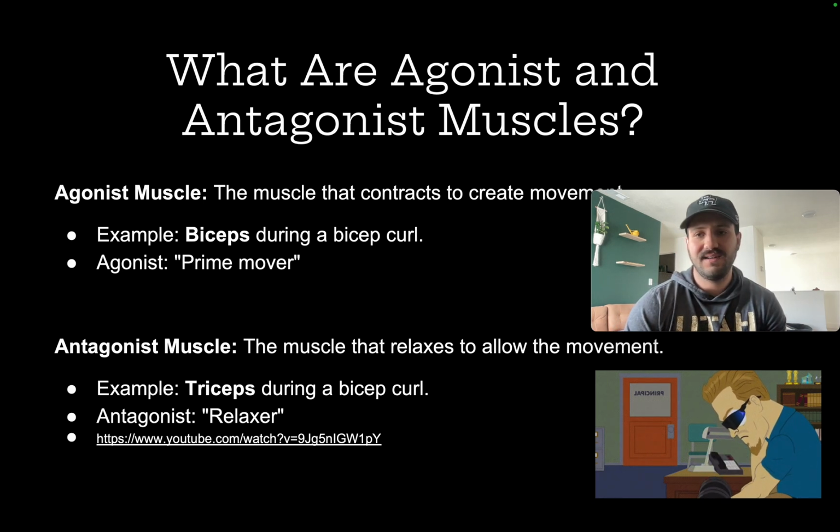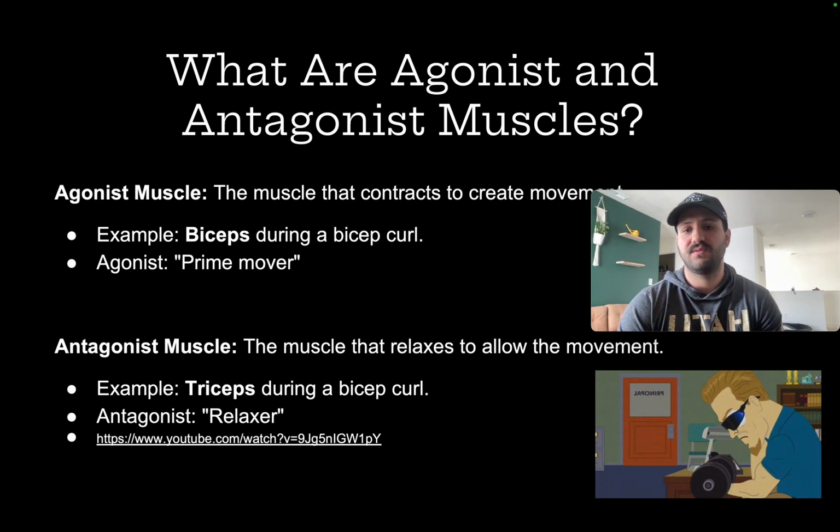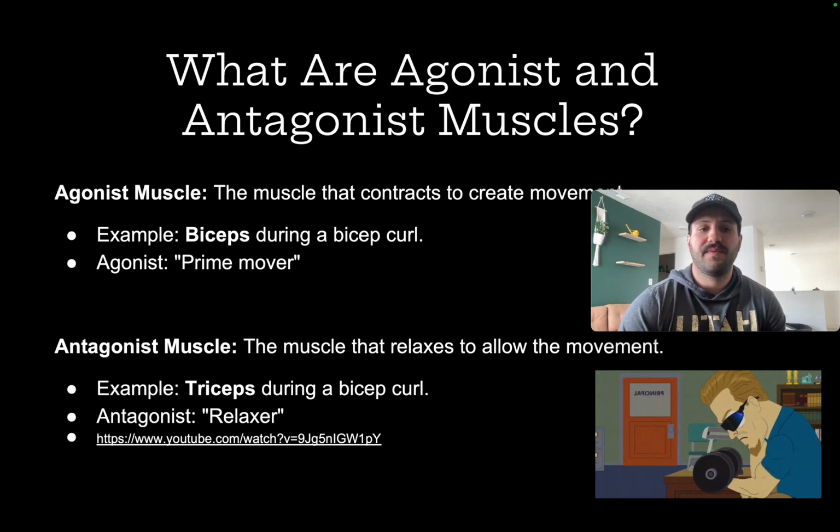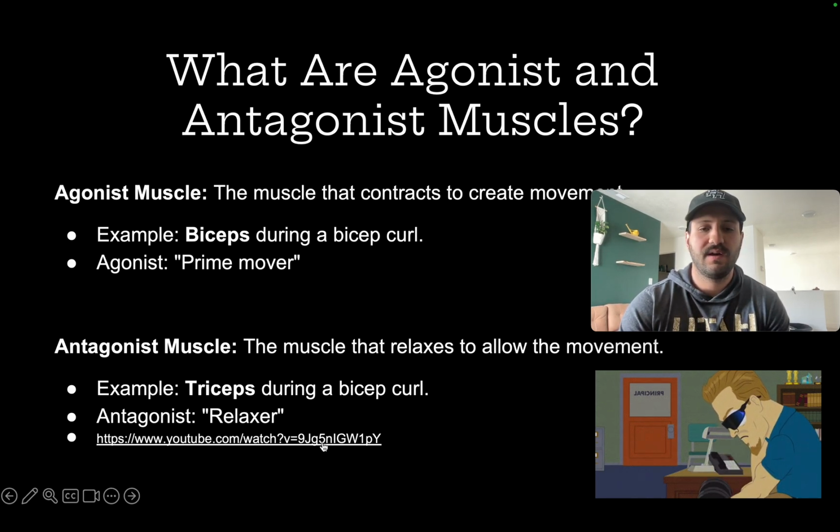So the antagonist is the muscle that's doing the opposite. It should help stabilize, and it also relaxes during that workout. If we're talking about a bicep curl, the opposite muscle to that would be a tricep, and we would call this the relaxer. So here's a little video that I want you all to watch, and hopefully it will explain what agonist and antagonist muscles are.